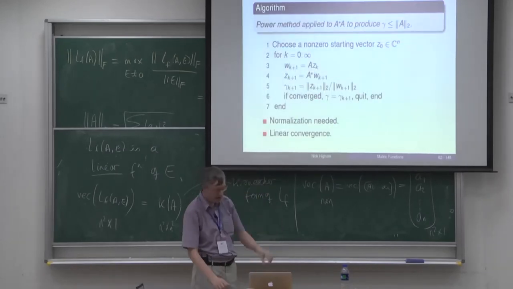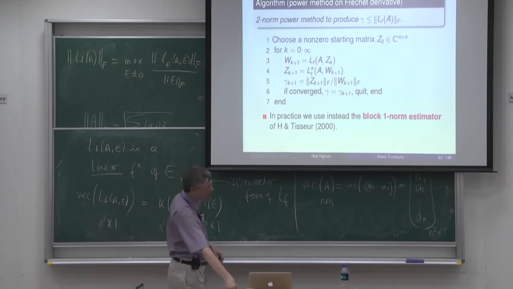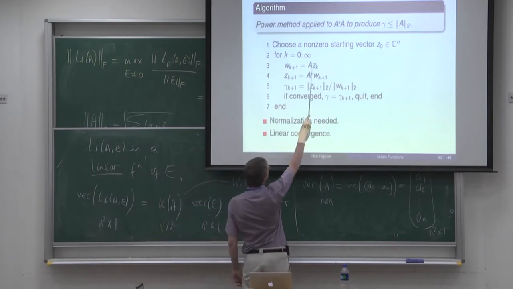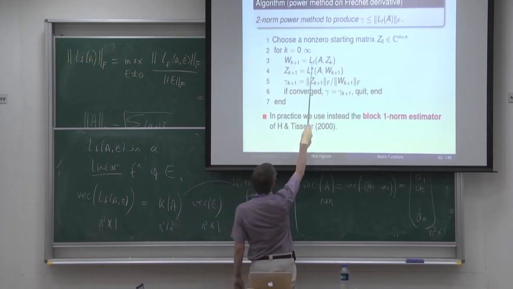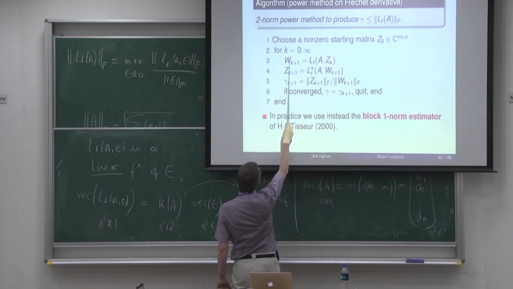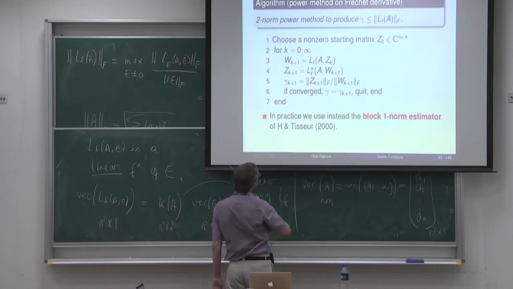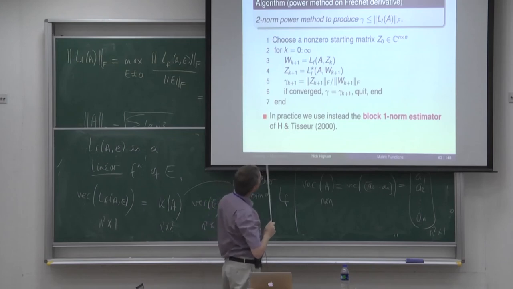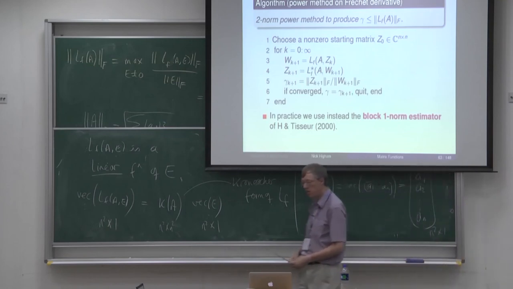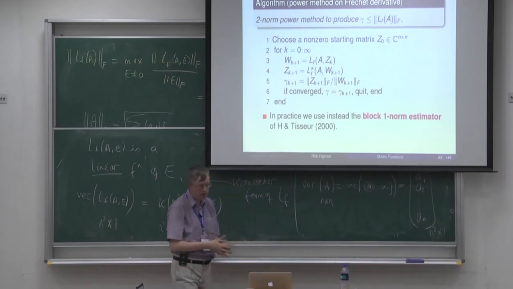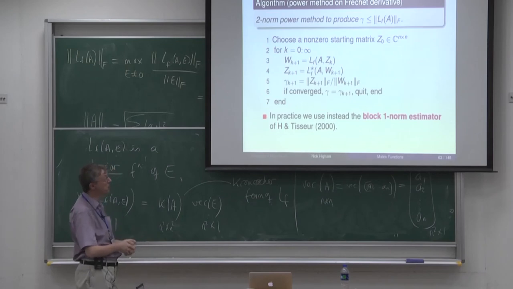But the basic idea is to apply the power method to our particular context. So all you have to do is translate each of these products back into some operation with the Fréchet derivative. And here's how it looks. We have a Fréchet derivative at A in the direction Z_k giving me a new W, and I plug in that W here, and I work out the adjoint of the Fréchet derivative to give me my new Z. And the rest of the algorithm is the same as before. So that will give me linear convergence to a lower bound, in fact, for the norm of the Fréchet derivative. So that is just the standard power method.